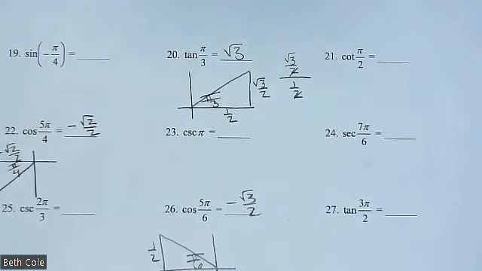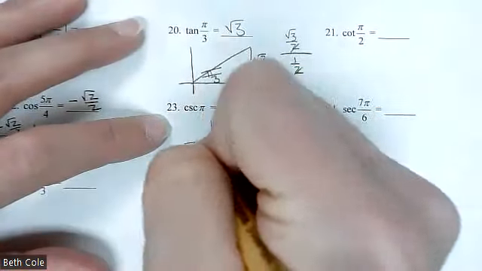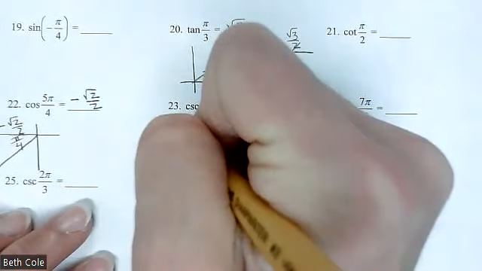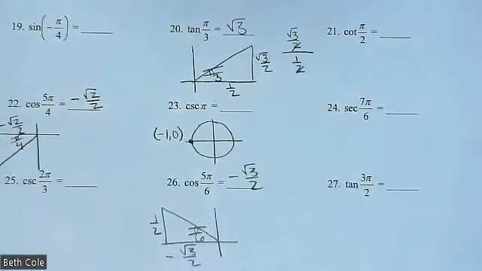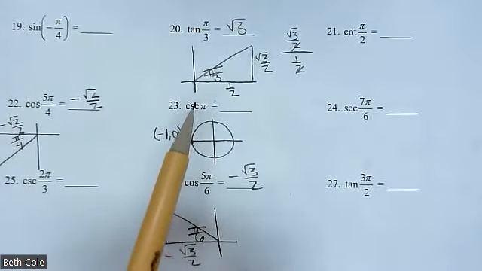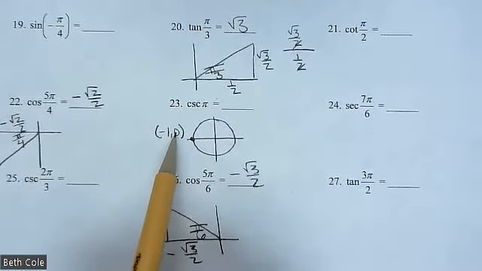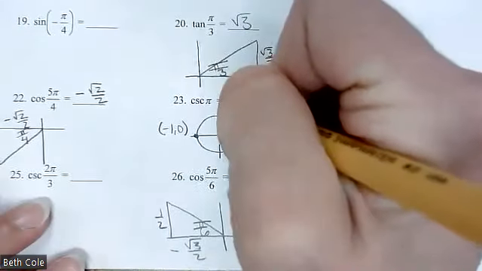And then let's do one of the ones that's up, down, left, right. Do you see one that's up, down, left, right? 23 is one of those. So draw a circle. Where is pi? Up, down, left, or right? Left. Okay. And that point is negative 1, 0. That's the amount of work I need to see for one of the circular ones. Cosecant means you flip the y value. Sine is y, so you're going to flip y. Now, y is 0. You cannot divide by 0, so it is undefined.